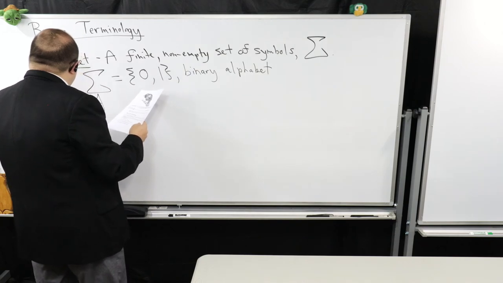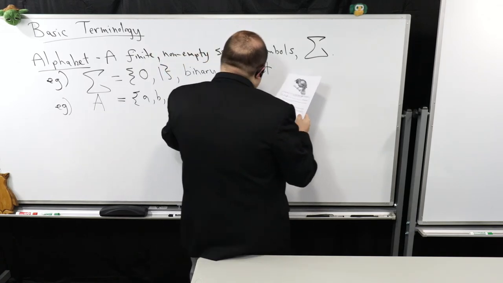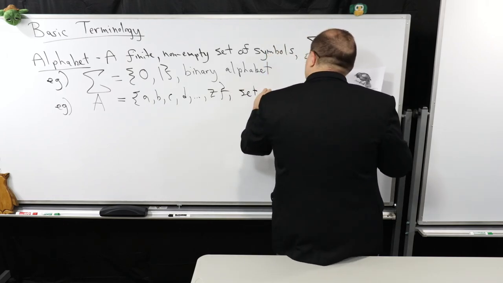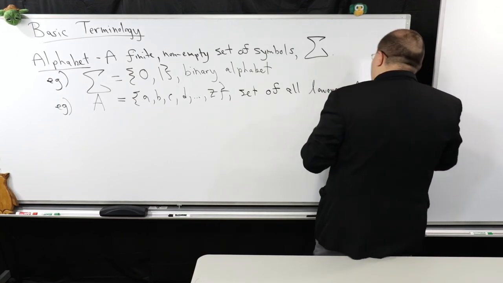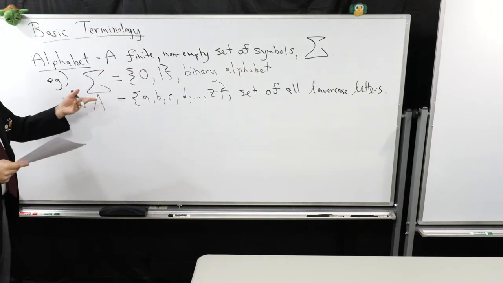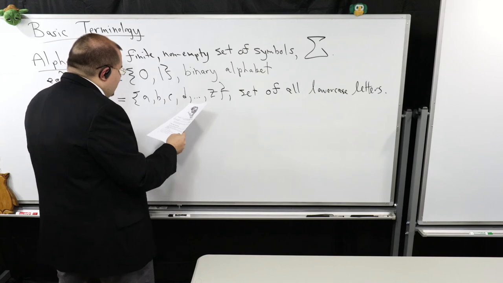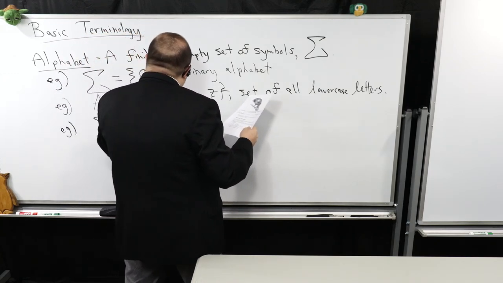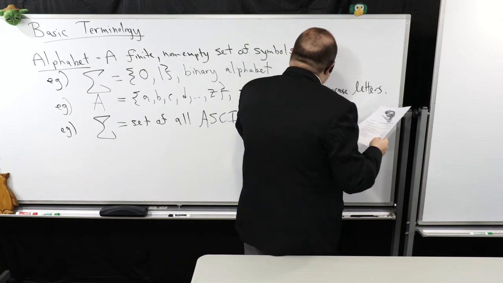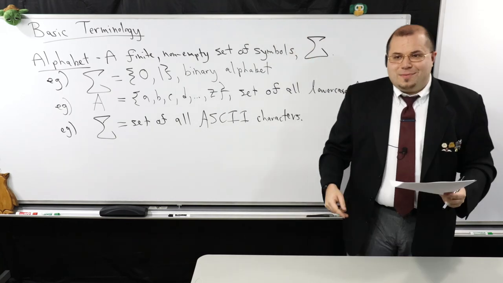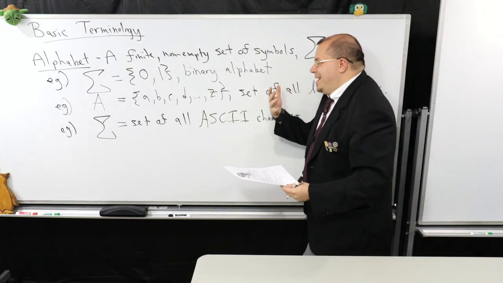Okay, here's another one. If I have a, b, c, d, all the way up to lowercase z, this is of course the set of all lowercase letters. And you don't have to define it all like this. It might be a really big alphabet. As another example, I'll loosely write it here. You might even define an alphabet to be the set of all ASCII characters, which is something that you would encounter in a system, for example. So, like I said, alphabet, nice and simple, right? It's just a set of symbols.